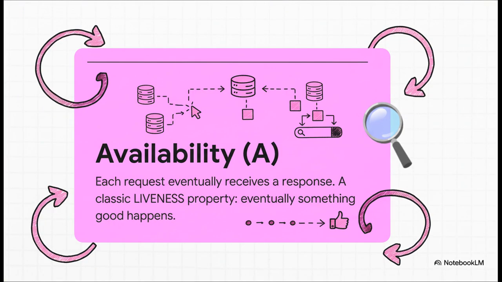Next, we've got A for availability. And this one's pretty simple. It just means the system is always on. Whenever you make a request, you get a response back, every time. Think about doing a Google search. You expect it to work instantly, right? Availability means that eventually, something good, a response, is going to happen.